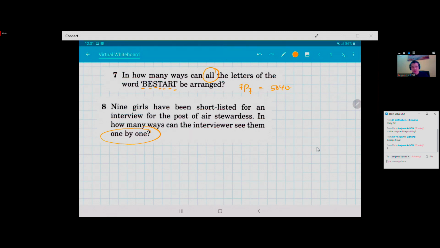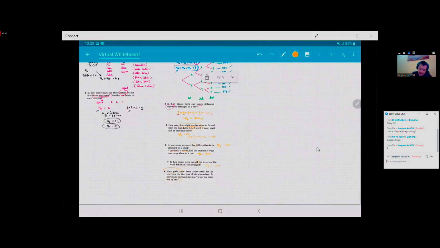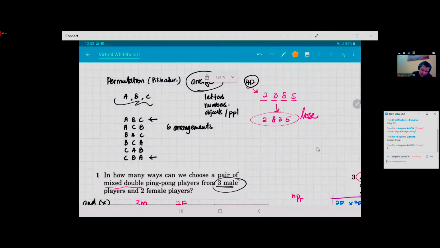Some will say the answer here is 9 ways. Why? When you ask them why 9, they say 9 girls. But do you recall, at the very beginning, when we had 3 letters, 3 letters gives you 6 arrangements. Is it possible that 9 girls will have 9 arrangements?